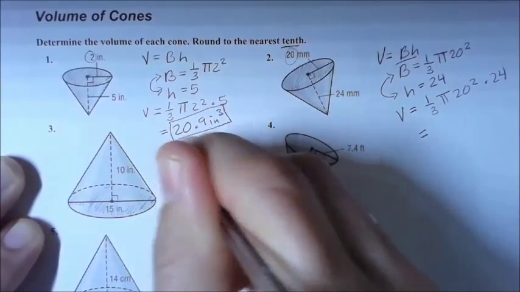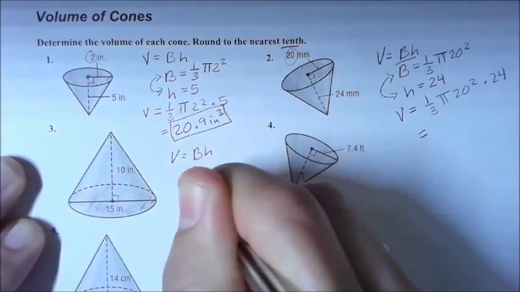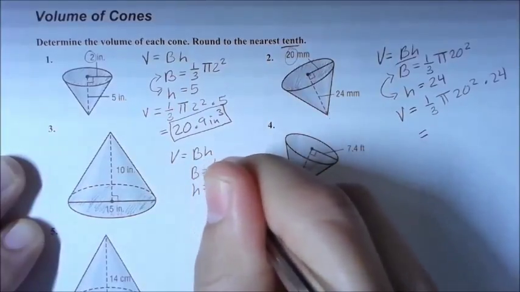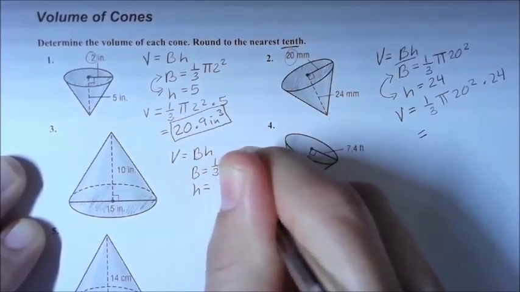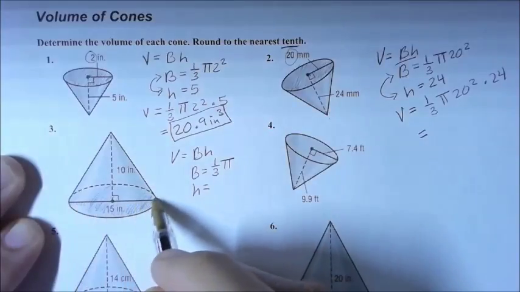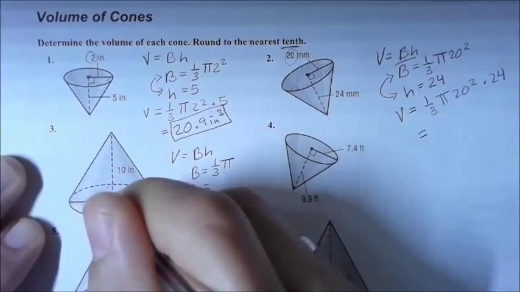And write our formula. We got V equals big B times H. So there's my big B and there's my H. And my big B is going to be 1/3 times pi times my radius. Now in this one we have an extra step. Notice they give us a line that goes all the way across. So therefore it is the diameter rather than the radius.